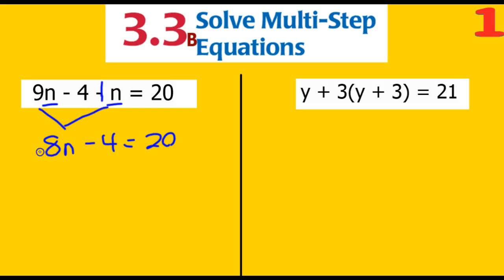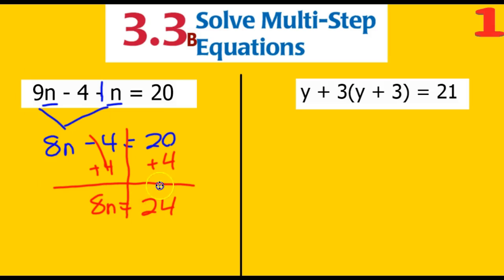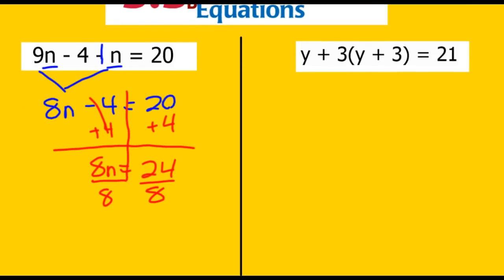Now we have to get our variables on one side. Looks like I already have our variable on one side. Then undo addition or subtraction. So we're going to undo a subtraction by adding 4 on both sides. So we get 8n equals 20 plus 4, which is 24. Divide that by 8. For our last step, to undo multiplication or division, we get n equals 3.